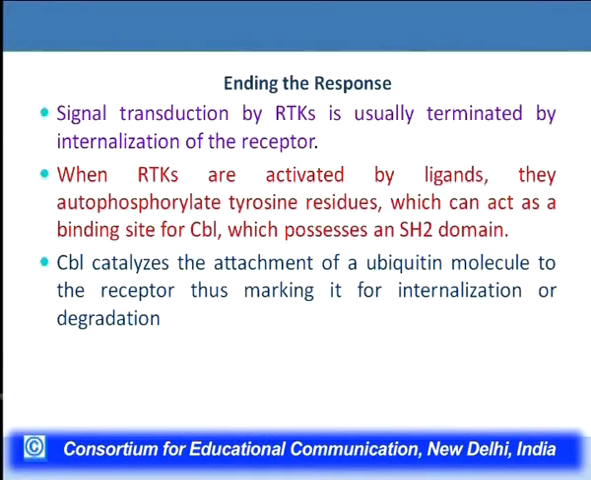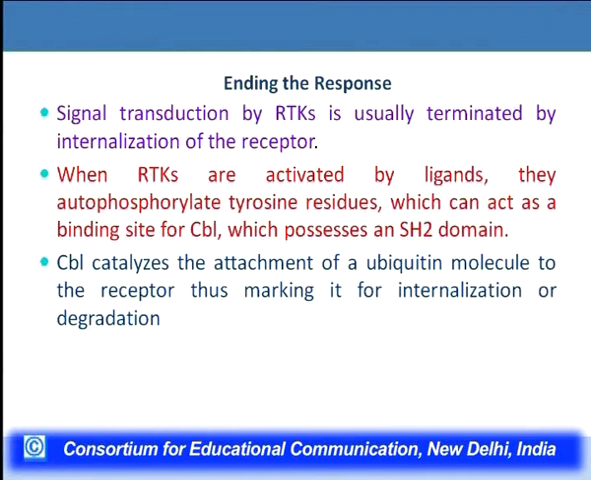So there has to be a certain mechanism which ensures that once the signal is not coming from outside, there should not be any more activity of the receptor. Now, how exactly does that happen? Usually, signal transduction by receptor tyrosine kinases is terminated by internalization of the receptor. That is, once the ligand has bound to receptors, and once the signaling pathway has taken place, the ligand bound receptor is taken up by the cell.